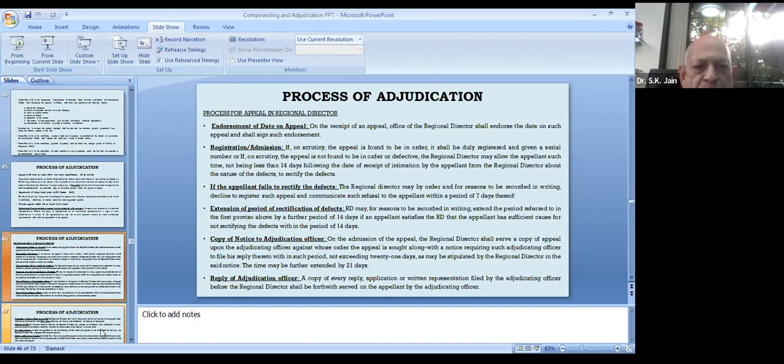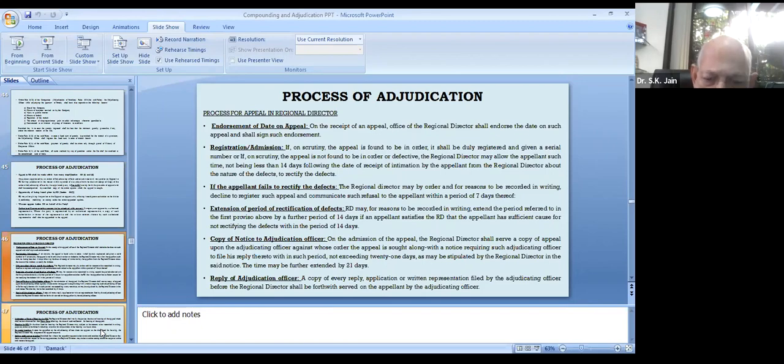Now, extension of the period of rectification of defect. So this period can be extended for a further period of 14 days if the appellant satisfies the authority that the appellant has sufficient cause for not rectifying the defect within the period of 14 days.